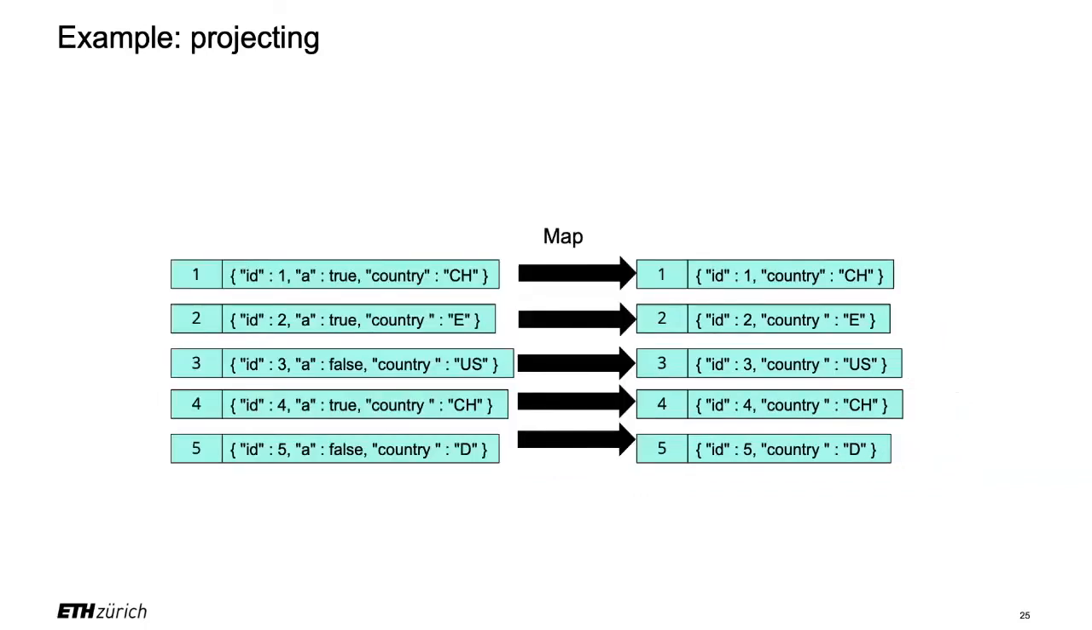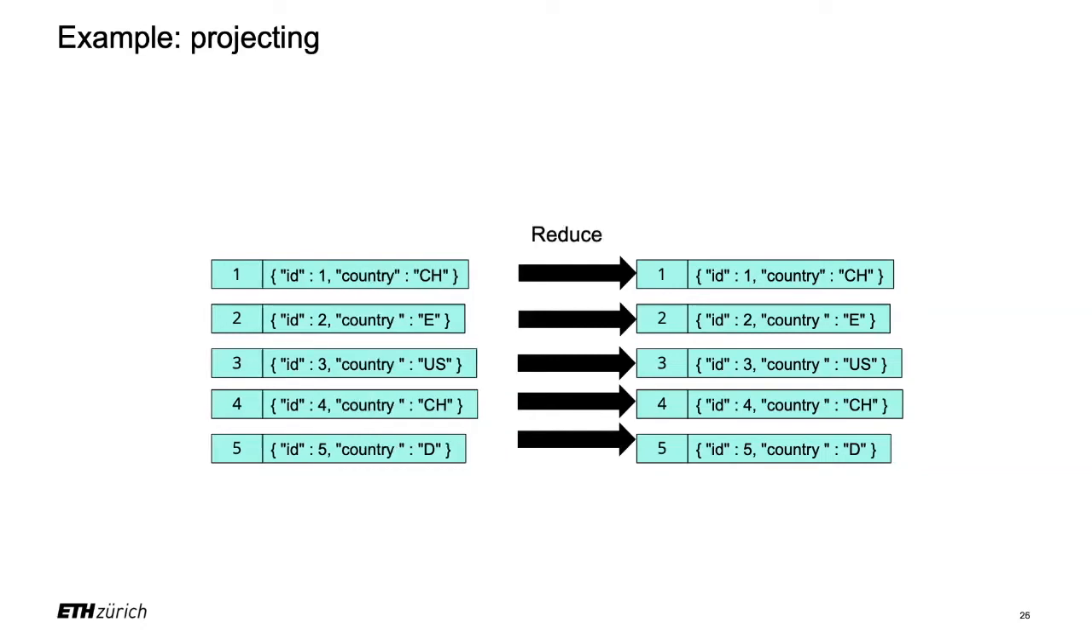Okay, so now if I want to project, then this is going to go in my map function. My map function is going to take every single key value, which is a JSON object. It's going to project, so it's going to only keep some of the keys and throw away others. So here we keep ID and country, and we throw away A, and we project. What is the reduce function? Identity, exactly. Again, the reduce function is trivial and is the identity. We have just implemented the projection. You see how easy this is?